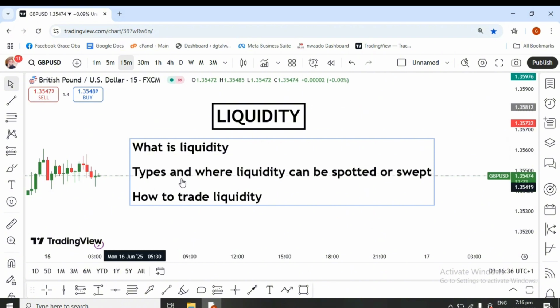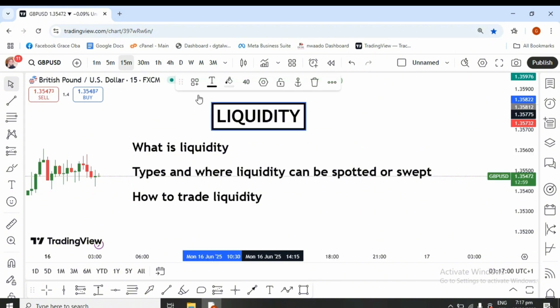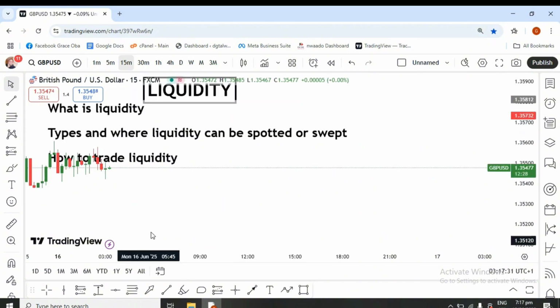Now we move to the types of liquidity. There's a good number of liquidity types that exist, right? The various types of liquidity have to do with where they can be spotted. For example, let me move this way. Liquidity can be spotted above equal highs and equal lows, that is to say, in a ranging market scenario. That's the first one. Just note these two simple areas where liquidity can be spotted. The first one is what? Above equal highs and equal lows in a ranging market.